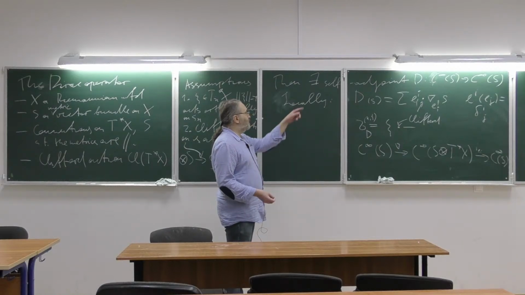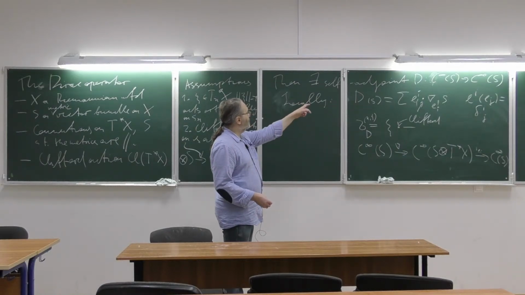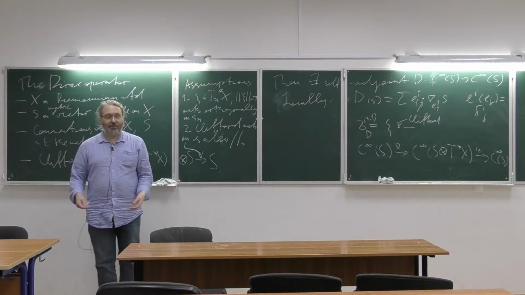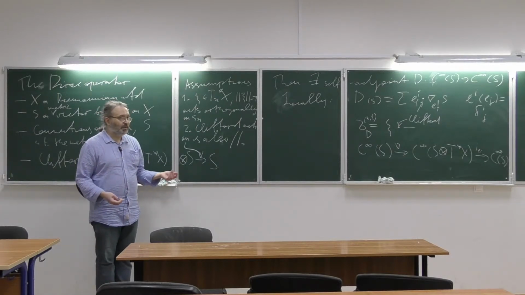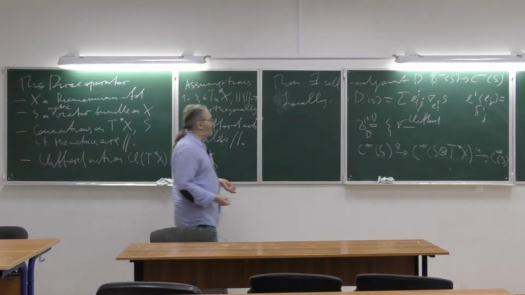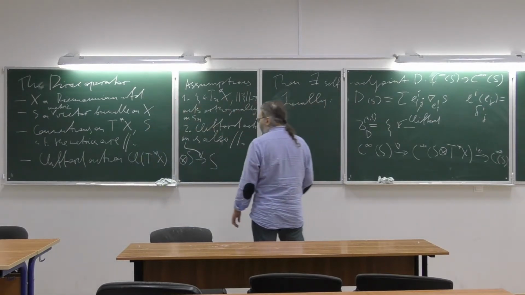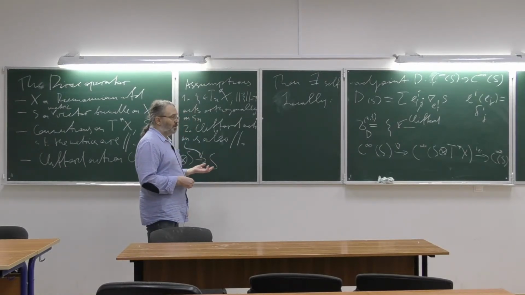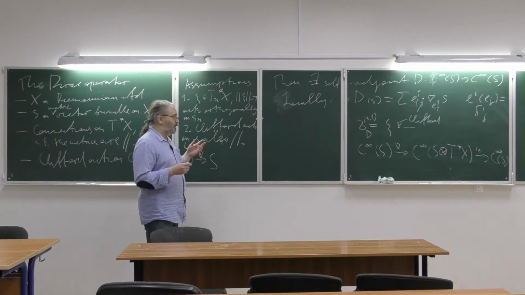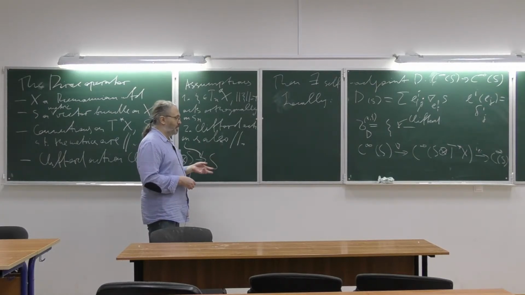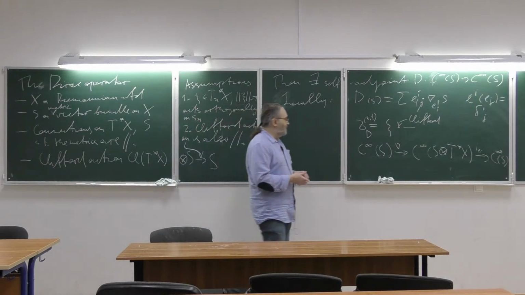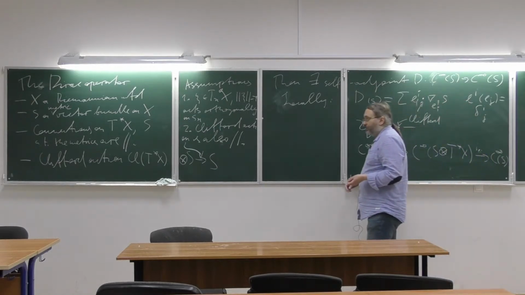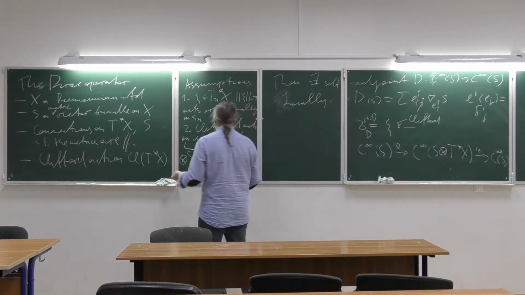So the operator is self-adjoint, so there is no point in calculating the index. We already know the index is 0. But if we manage to split S as a sum of, quote unquote, even and odd parts, then we get something interesting. And we saw a few examples.